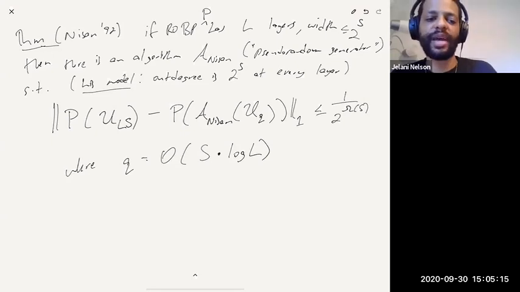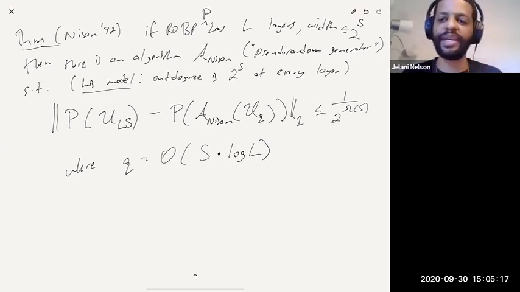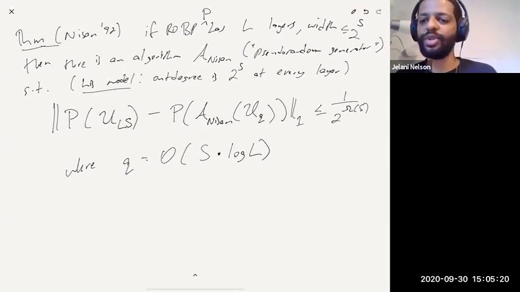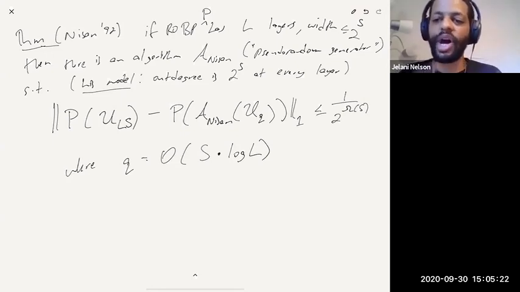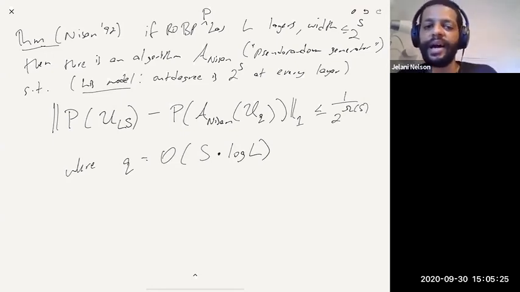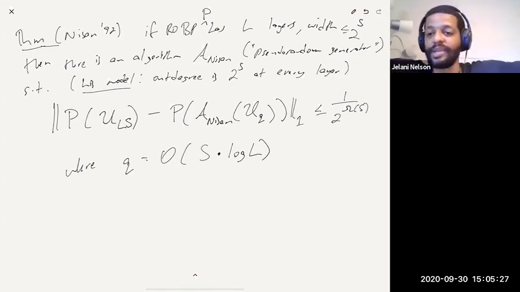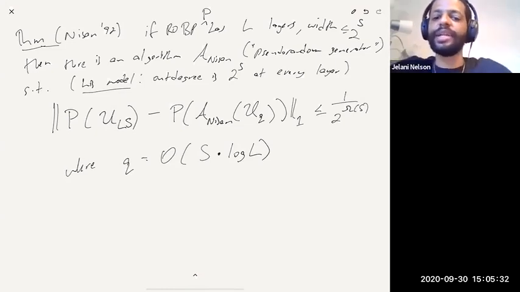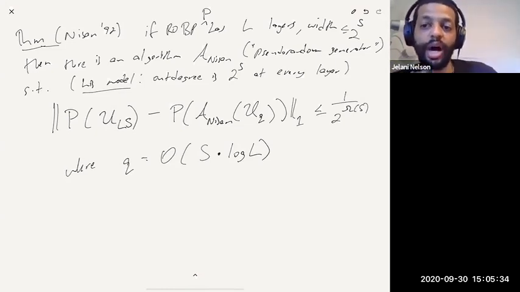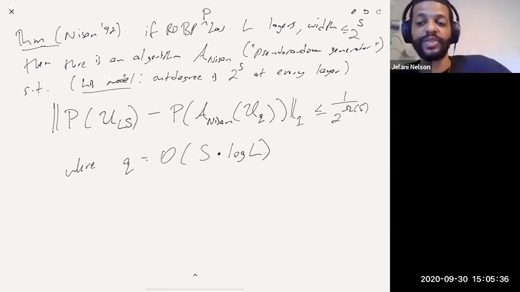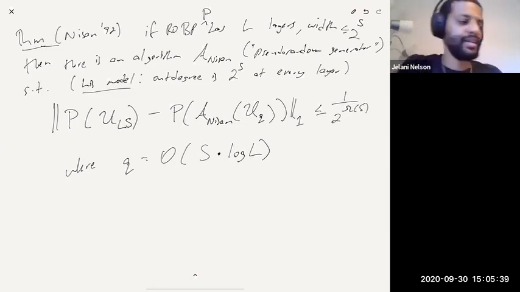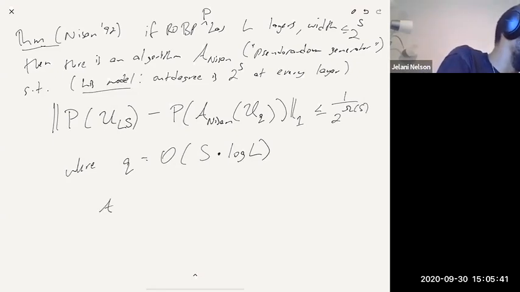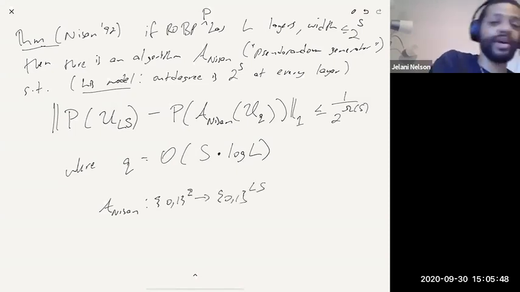But you have a low memory algorithm P, and I say, what if I fed P uniform random bits? I'll have some distribution on its final memory state. And then you say, okay, I'm not going to feed it uniformly random bits. Instead of taking LS random bits, where LS is very big, think of L as huge, I'm only going to take q random bits, where q is only log L. It's not L, it's log L. So it's much fewer. A Nisan you can think of as a function that takes q random bits and spits out LS random bits.